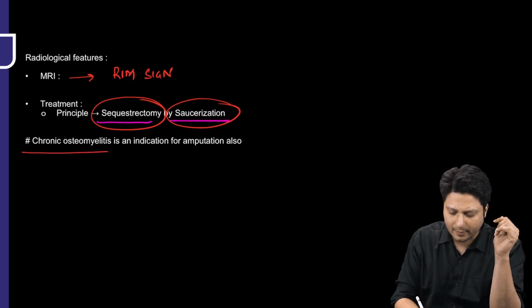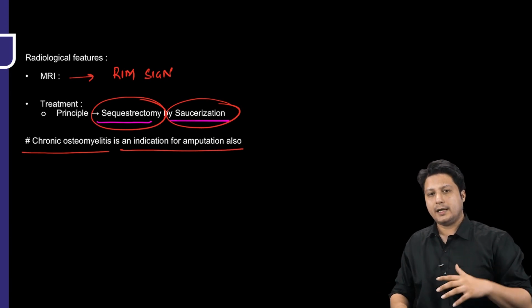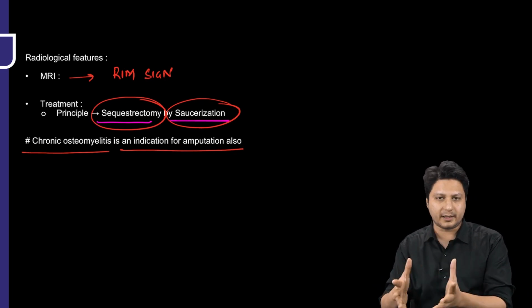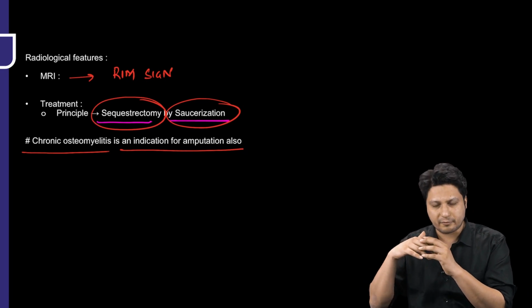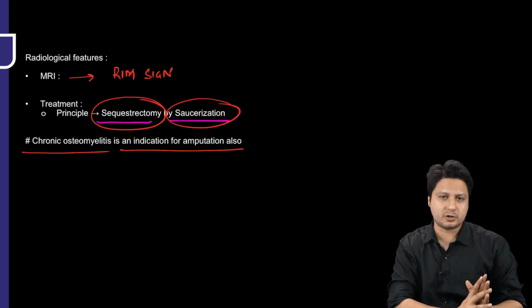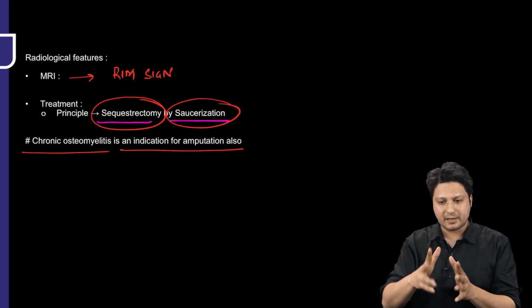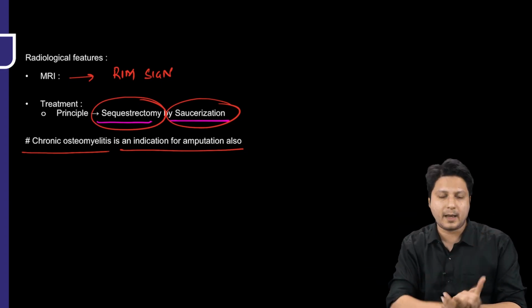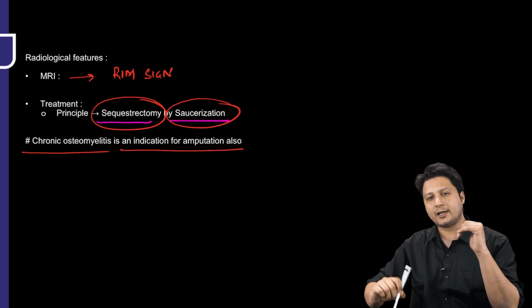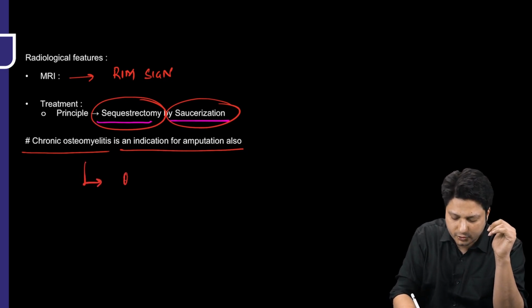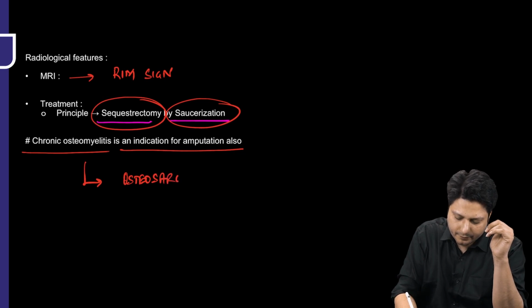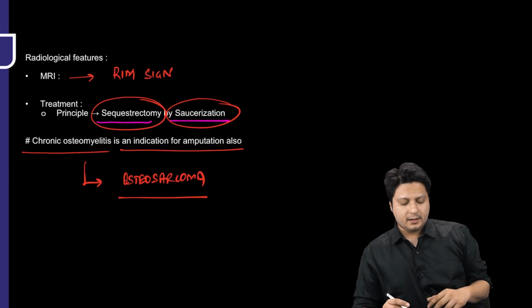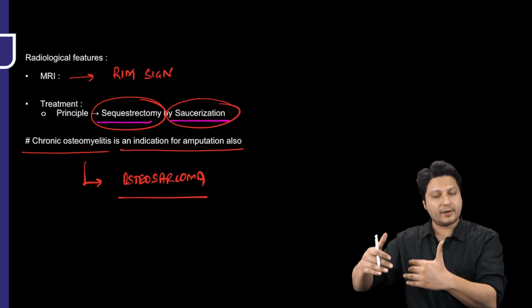Then finally, chronic osteomyelitis is an indication for amputation also. In case the chronic osteomyelitis becomes resistant, which is not cured, it cannot be treated by antibiotics or by performing sequesterectomy, a long-standing chronic osteomyelitis condition can be managed by amputation of that limb also. So chronic osteomyelitis is actually an indication for amputation. One more thing is that a long-standing chronic osteomyelitis condition can also be converted into osteosarcoma. All right. A long-standing infection can be converted into a malignant tumor.